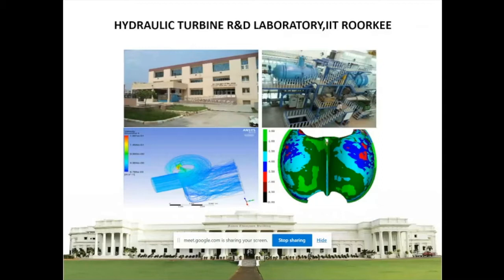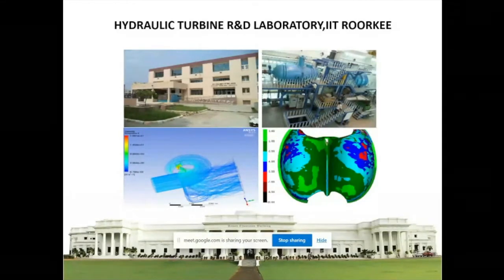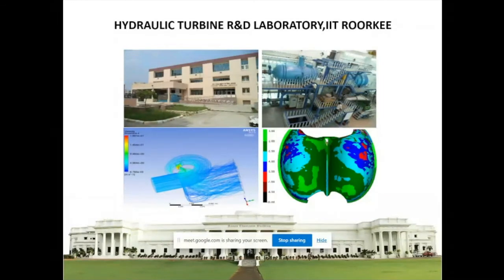And for your information, at the prototype level, the cost of a 1 megawatt hydraulic plant ranges from 5 crore to 7 crore. So if we are going to develop a 100 megawatt hydraulic plant, we are investing 700 crore rupees for that. So if something happens once the prototype is fabricated and installed, we cannot revert back because a lot of money is already invested.